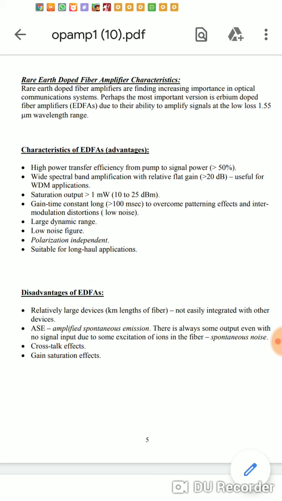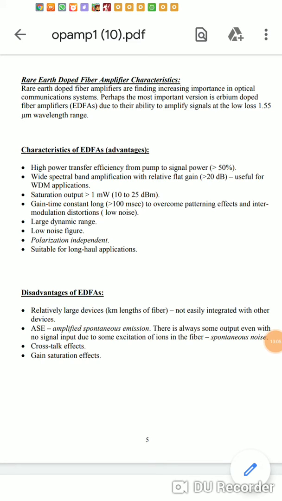It has a large dynamic range, low noise power, and is polarization independent. As the SOA is polarization dependent, this EDFA is polarization independent, and it is suitable for long distance applications. These are the advantages. So in the exam, a comparison between the SOA and EDFA is asked, and the advantages and disadvantages points are helpful for that.